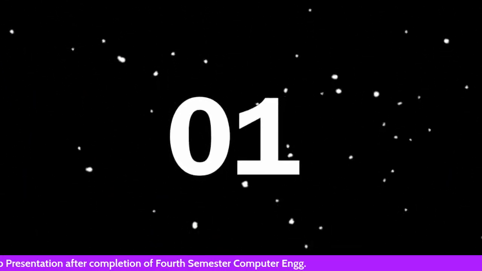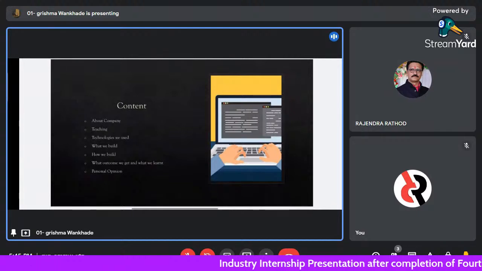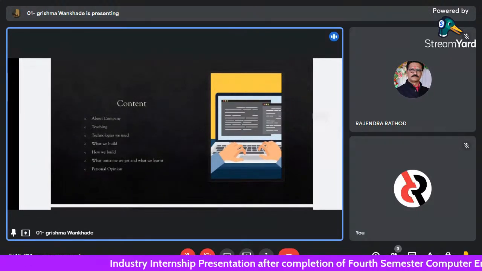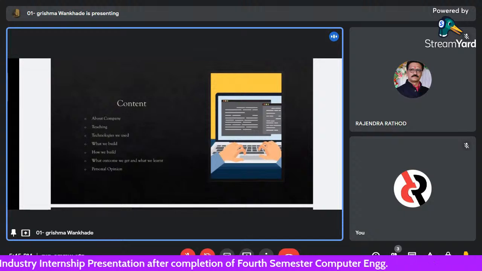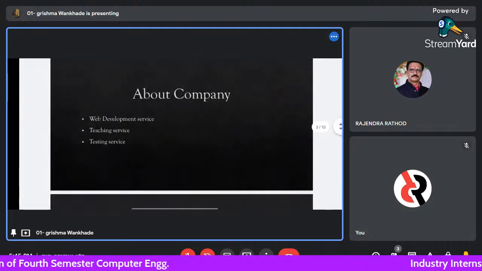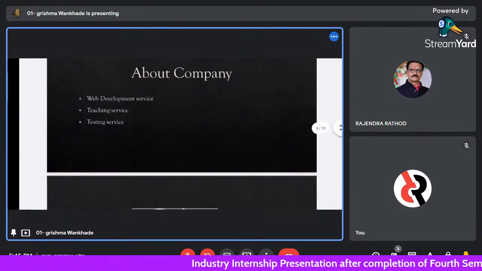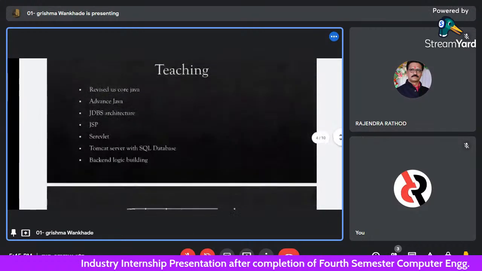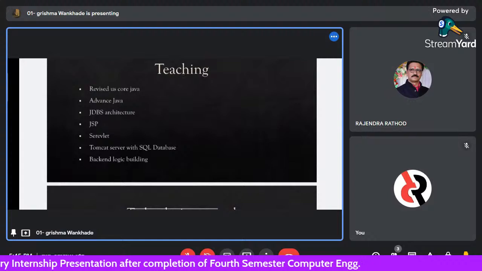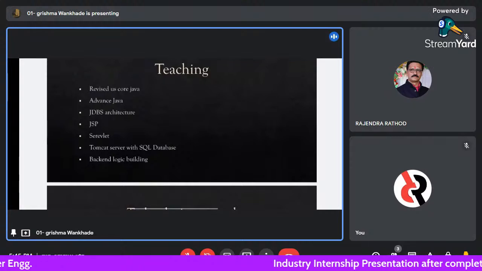Content about company. The company is a technical based company teaching technology. We use JDBC, MySQL, SQL. What we build, how we build, what outcome we get, and what we learn. Personal opinion about company. The company provides web development service, teaching service, testing service, teaching Core Java. Core Java was first commercial version in 1994 and 1995.